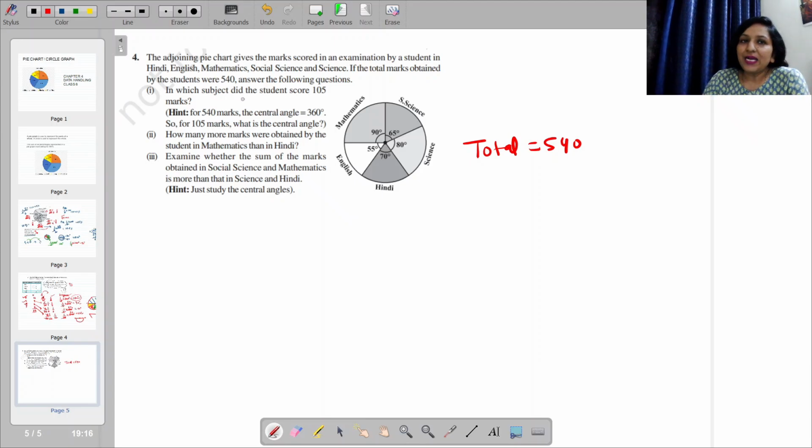In which subject did the student score 105 marks? Now we don't know, we only know the degrees. Let us understand how to convert this degree to marks. If the total is 540, please pay attention. If the total is 540, how many total degrees are there in the circle? We have already done this.